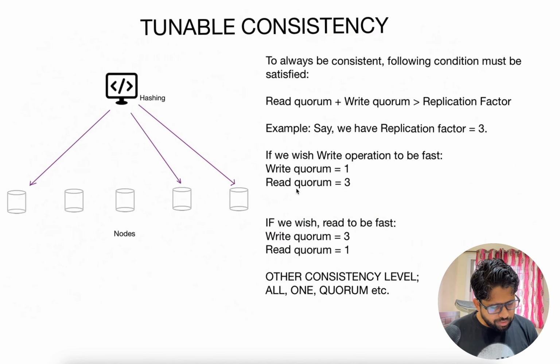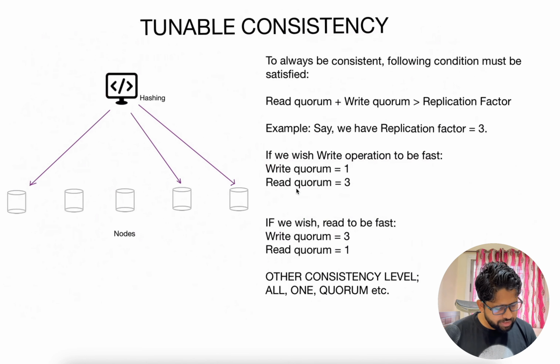But here, to be always consistent, the following condition should be satisfied. What happens is that you would want, in some cases, the write operation to be faster, and in some cases, the read operation to be faster. It can happen that your system is read heavy or write heavy based on the use case. So if you want your write to be fast, in the case of write, you will just get acknowledgement from one server and give the response. But in case of read operation, you will try to get the data from all 3 nodes, and then get the latest one.